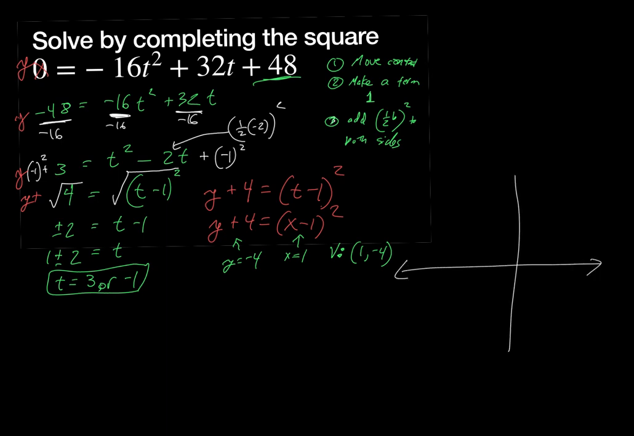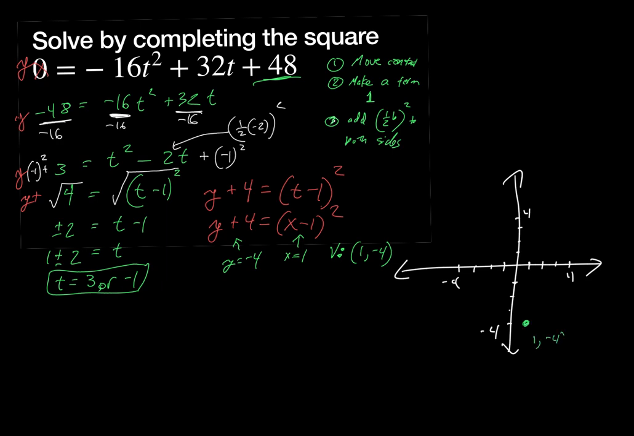Try to make this somewhat neat. At 1, 2, 3, 4, negative 1, negative 2, negative 3, negative 4. 1, 2, 3, 4. 1, 2, 3, negative 4. The vertex 1 comma negative 4 is over 1 and down 4.